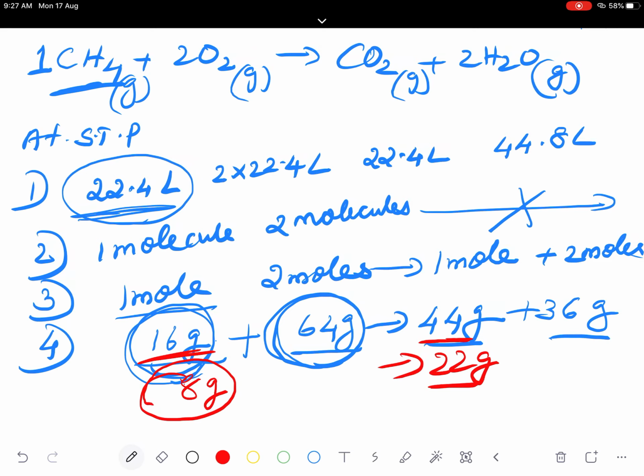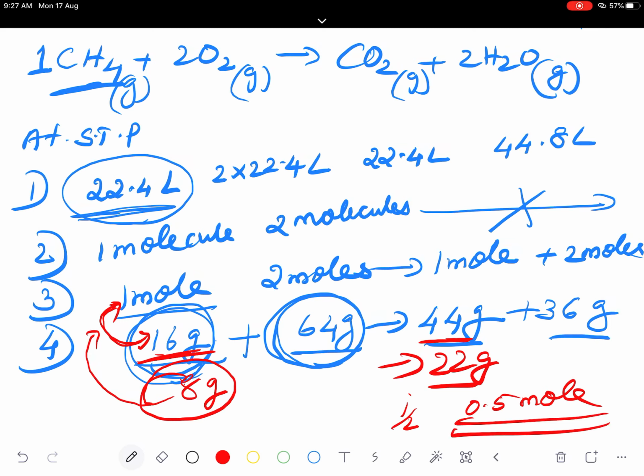But 8 grams, the question is not in terms of grams. The question is in terms of moles. So, you know that 16 grams means 1 mole. So, 8 grams means how many moles? Again unitary method. 16 grams means 1 mole, so 8 grams is half mole. So, the answer is half mole, that is 0.5 moles. In this way, by unitary method, you can go for the calculations.